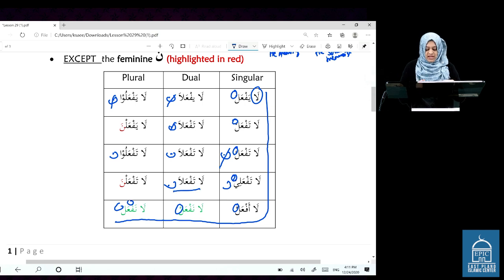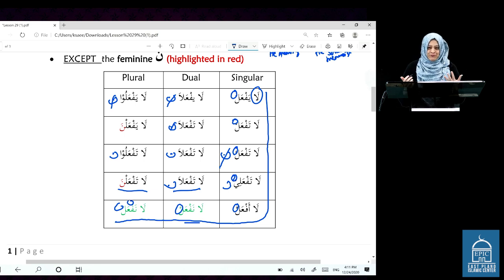This one, you both should not do. They all should not do. And then we have la naf'al, we should not do. So it's you figuring out what the pronoun is, what the meaning of the root is, what the meaning of the particle is, and you have it there. All right, so this is how we do the majzoom verbs.